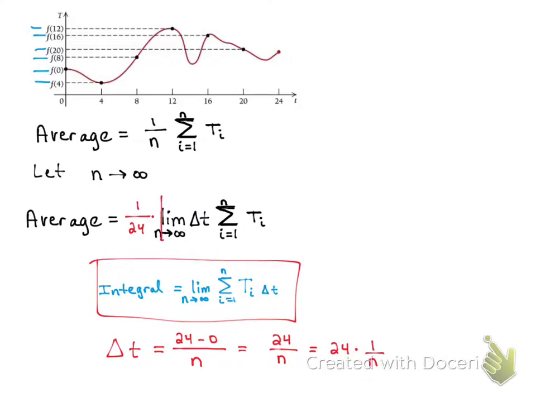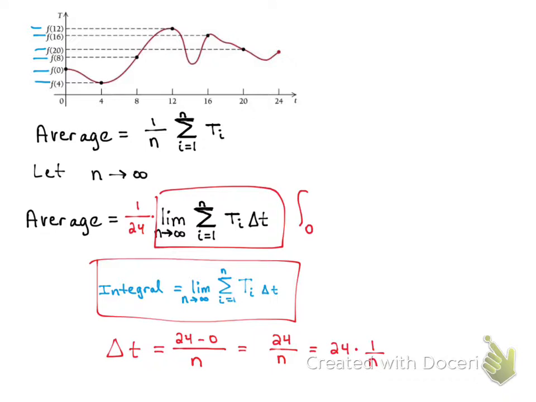And now I have this part right here exactly matching the definition of an integral. If I want to, I could put this delta t right here, just so it looks exactly like this, but it doesn't really matter. Now that this looks exactly like the definition of an integral, we can replace it with the integral from the endpoints of our interval, which is 0 to 24, of our function f of t with respect to t.